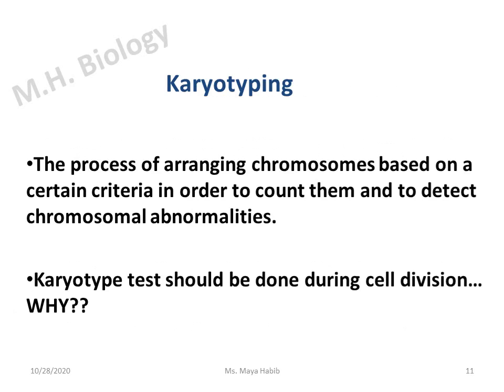Chromosomal abnormalities can be detected using karyotyping technique. So what is karyotyping? It is the process of arranging chromosomes based on a certain criteria in order to count them and to detect chromosomal abnormalities. What you have to know is that the karyotype test should be done during cell division. Let us look why.